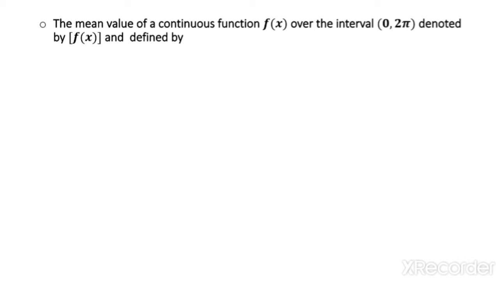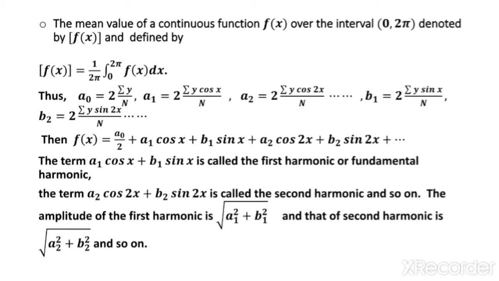The mean value of a continuous function f(x) over the interval 0 to 2π, denoted by f̄(x), is defined by f̄(x) = 1/(2π) ∫ from 0 to 2π of f(x) dx. Now how to calculate all the values a0, a1, a2, etc. and b1, b2 using the numerical formula. Here you need to calculate numerically, and a0 is 2 times summation y by n. You have to add all the values of y.